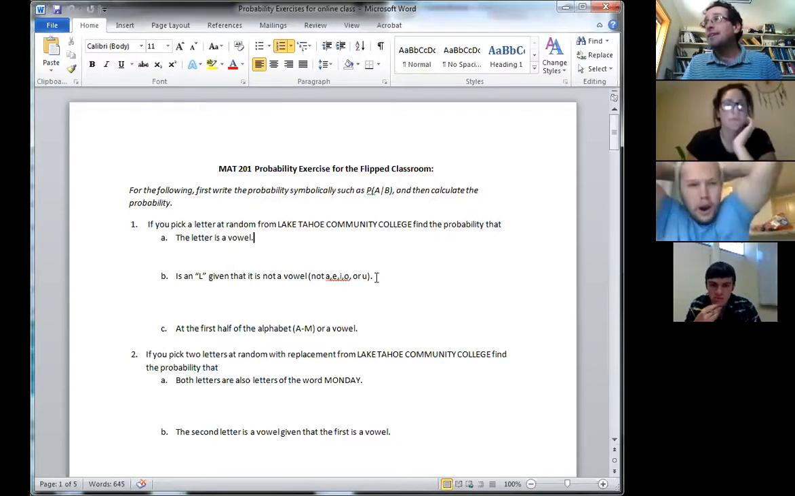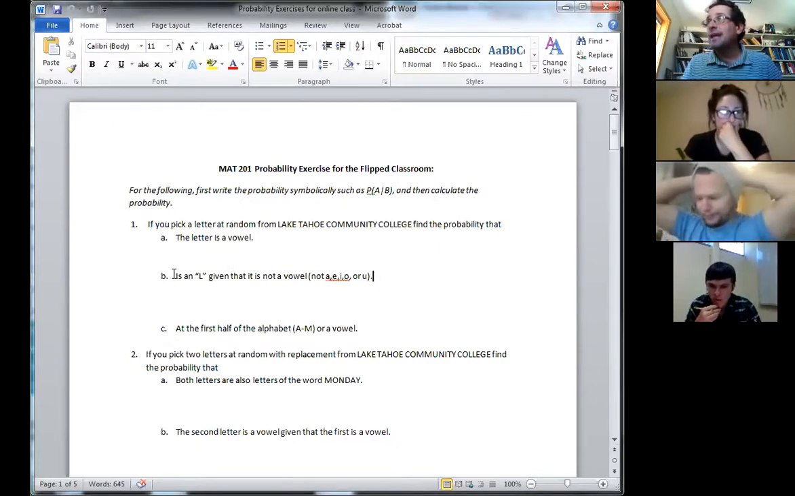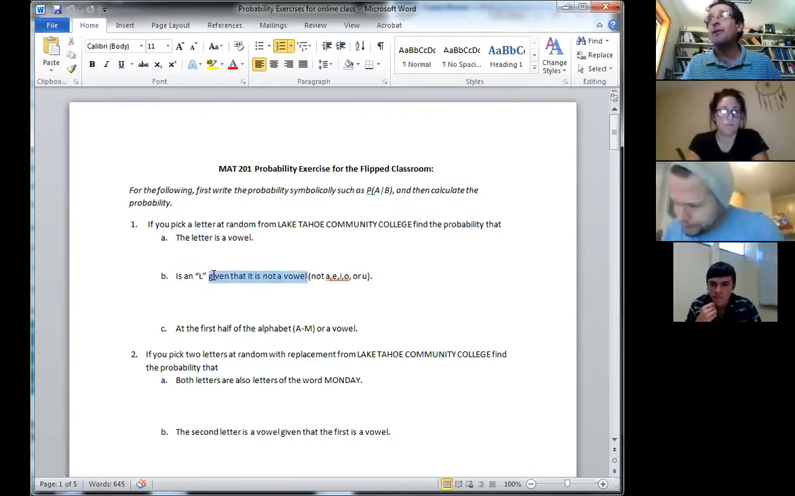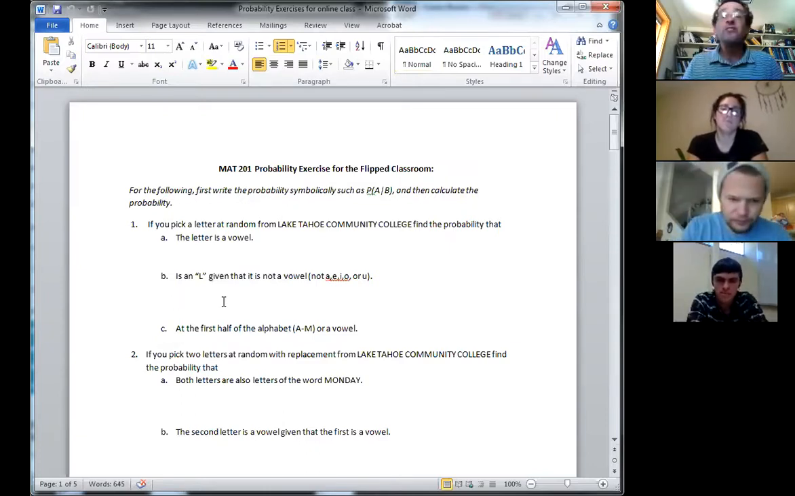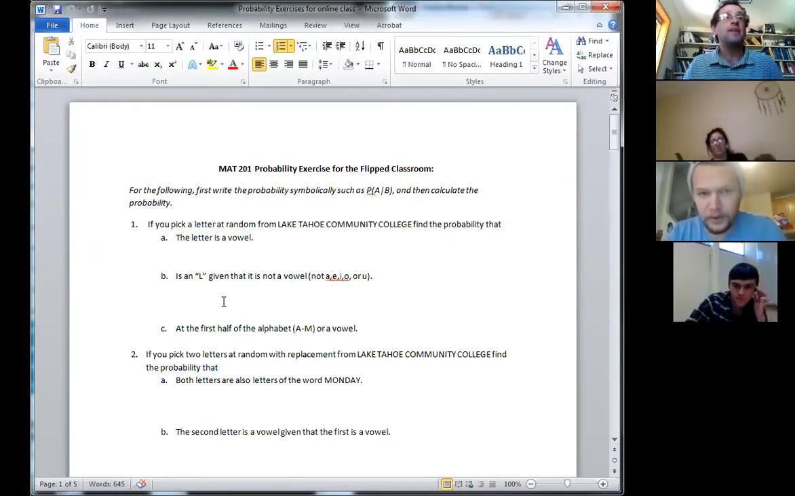Okay, so next is what's the probability that the letter is an L given that it is not a vowel? See if you can figure that out. And again, just keep it as a fraction. When you do the homework, by the way, do what it asks. If it asks for a decimal, use decimal. If it asks for a fraction, use a fraction.